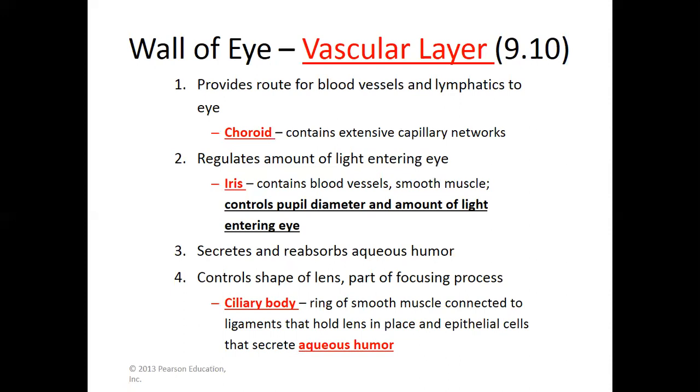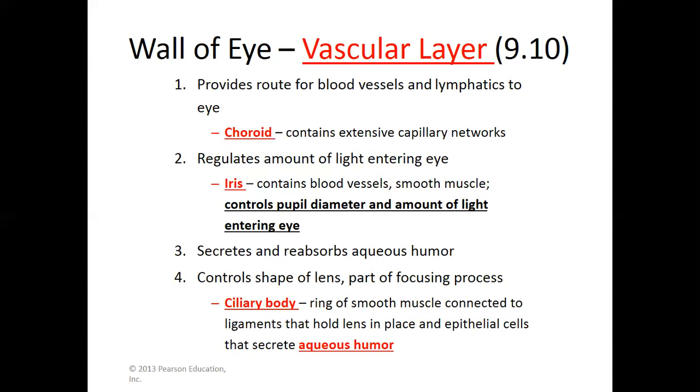The iris basically also contains blood vessels, but also smooth muscles, and that controls the diameter of the pupil. And the pupil is just the hole through the eye that light passes through, and it can constrict and dilate. So if you go into a room and look into a mirror and flip on the lights, you'll see the pupils constrict. Or if you turn the lights off, you can still see the pupil, they'll dilate. So it regulates how much light is allowed to enter the eye.